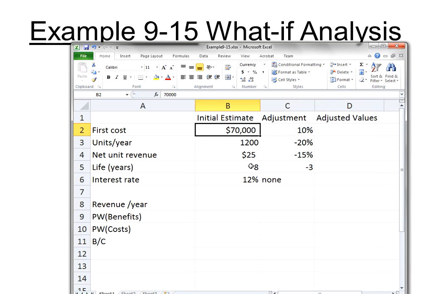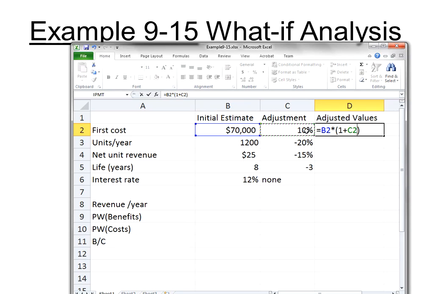But first, let's go ahead and get the adjusted values. The adjusted value is simply going to be this, my B2 cell, which I clicked on to select, multiplied by 1 plus the adjustment. So we're going to get this.